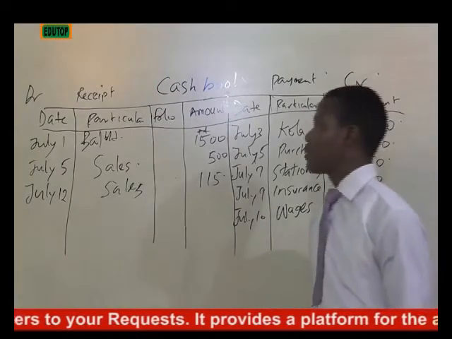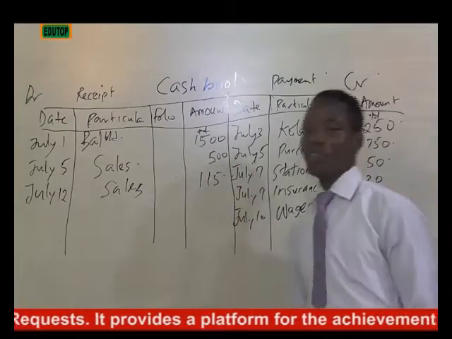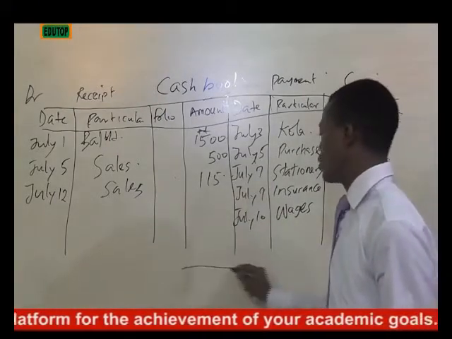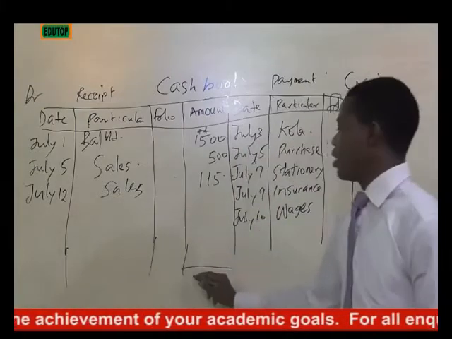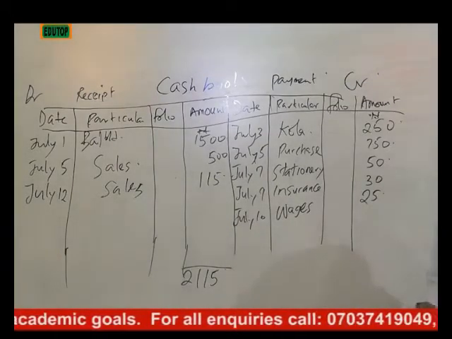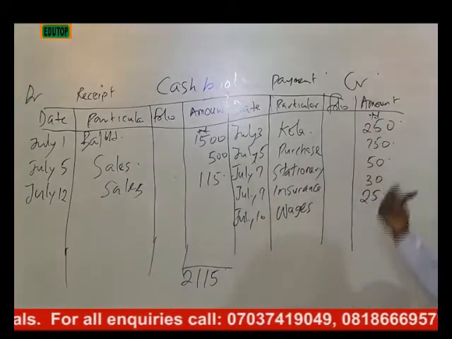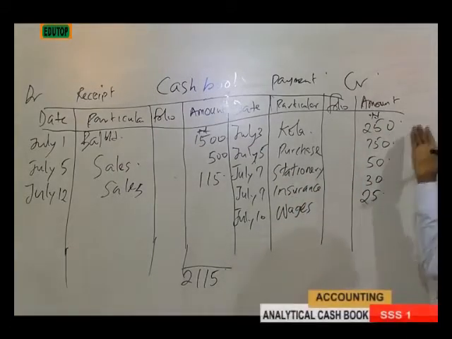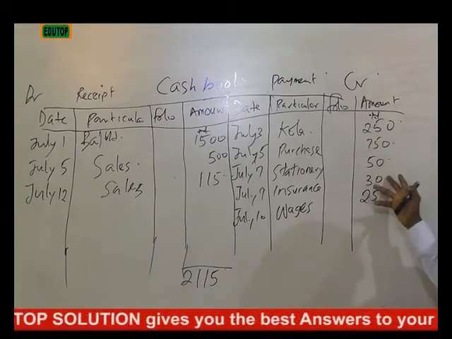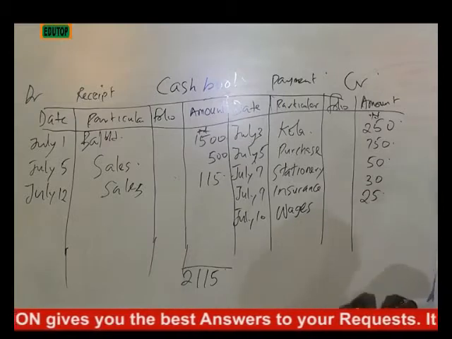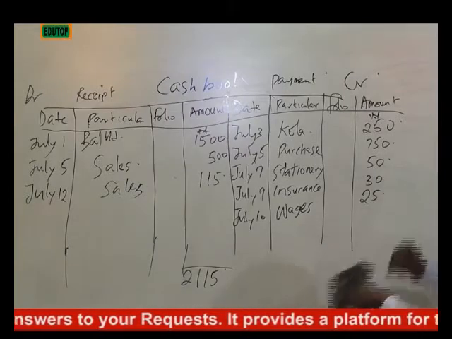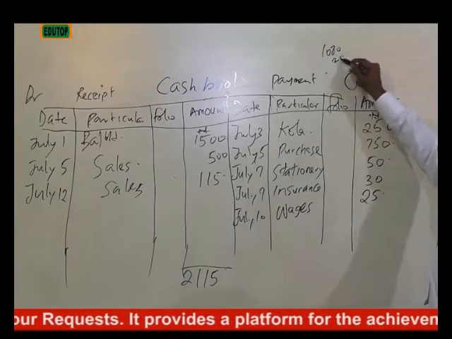Now let's start from the receipt side. 1,500 plus 500 is 2,000 naira. Then plus 115 is 2,115. Now let's see which one is greater between the debit side and the credit side. Here in the credit side you have 250 plus 750, that is 1,000. 1,000 plus 80, that is 1,080. 1,080 plus 25, we have 1,105.